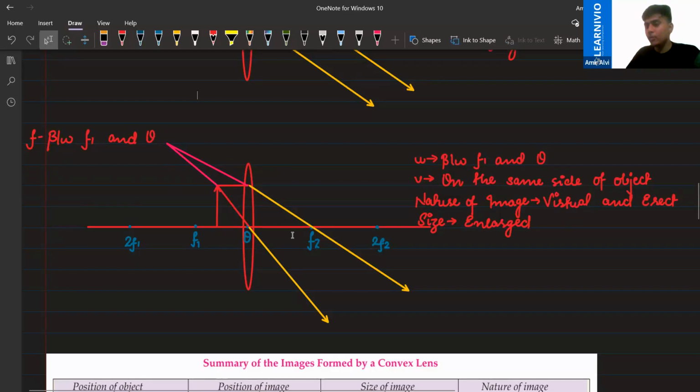If they are spreading out, that means they are not going to meet at any point, even if you extend them. What would happen? You have to assume that they are originating from a common point. So that's why we extend them in the backward direction.